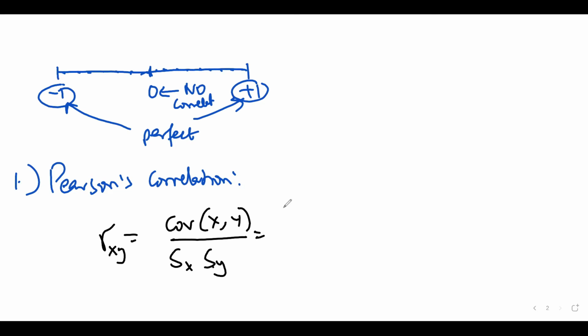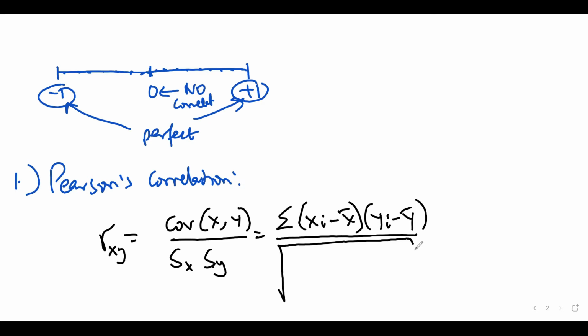And the formula is given by the summation of xi minus x bar, multiplied by yi minus y bar, divided by the square root of the summation of xi minus x bar squared, multiplied by the summation of yi minus y bar squared. As we said last week, this is a definition formula, so we can recall that.